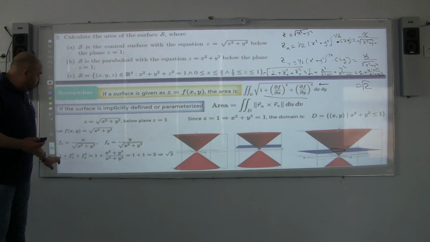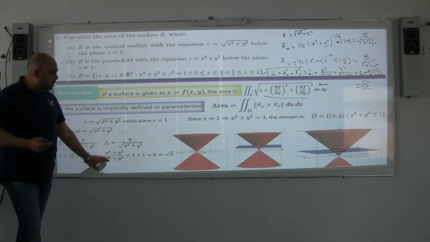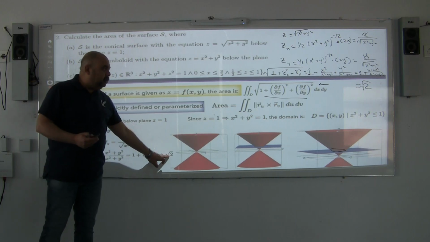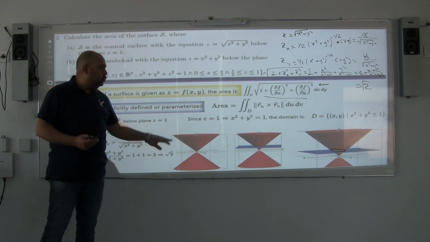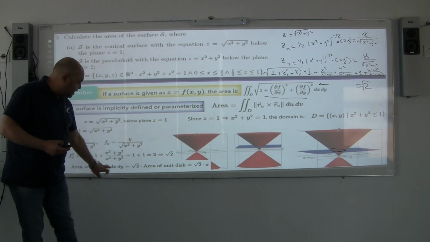As you can see, here is 1 plus f of x squared plus f of y squared. You will end up having this guy, so it's going to come up to root 2. I'm ready to rock. All I have to do is just make the replacement. It's going to be root 2 dx dy.